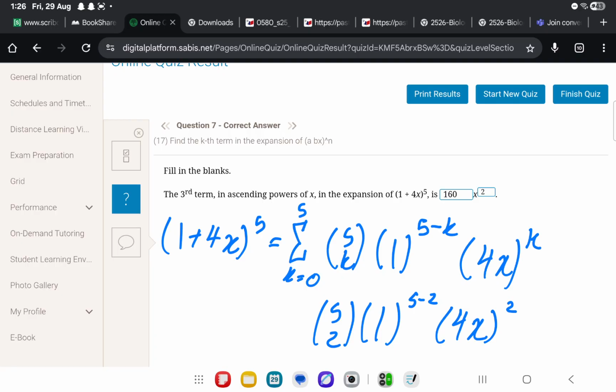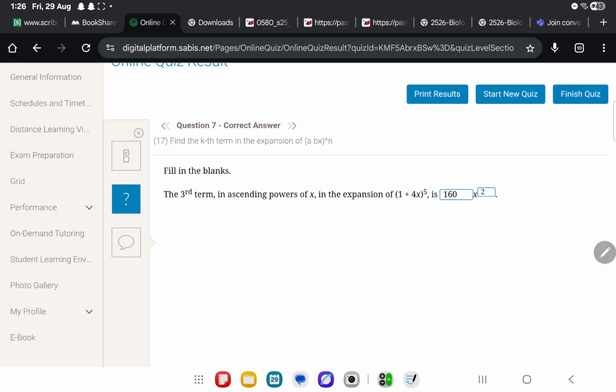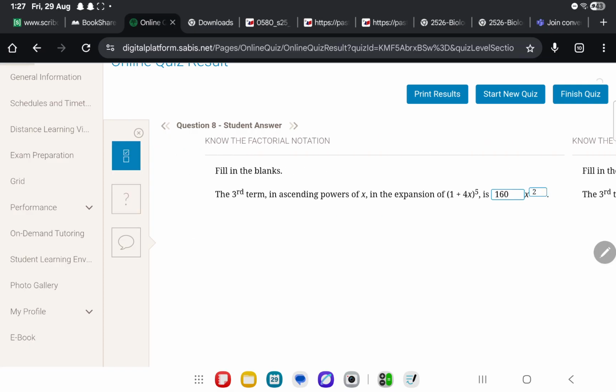5C2 multiplied by 1 cubed is always going to stay 1, into 4 squared, 16, x squared, obviously 160, and then distribute the x on the square, x squared. So 160 x squared is my answer. Remember, basically, if they want the nth term of the expansion, just remember it's always going to be k equals n minus 1. So in this case, third term, k was equal to 3 minus 1, which makes k equal to 2. Done. That's all you need to know from this question.